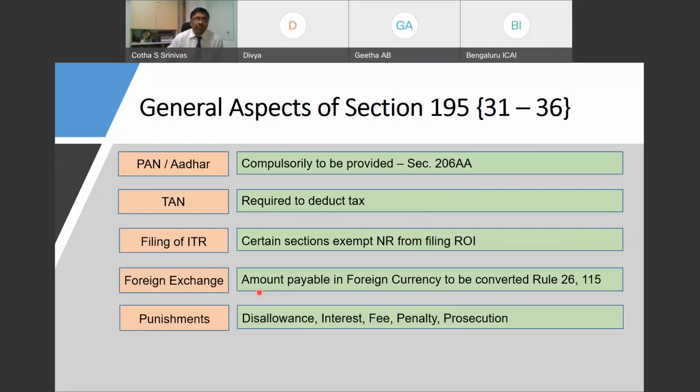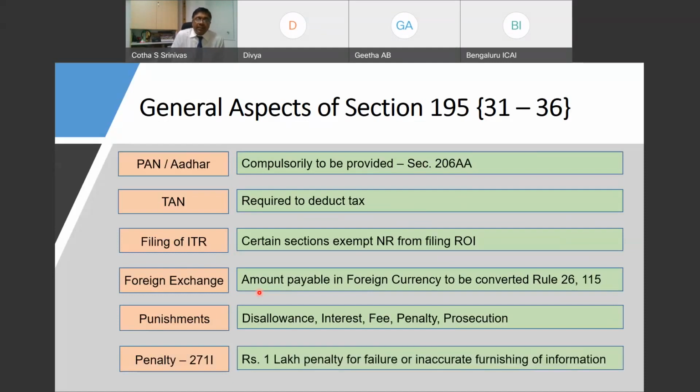Punishments, we know: disallowance, interest, fee, penalty, and prosecution. Penalty under 271I: there is one more penalty where a director who is supposed to furnish certain information has failed to furnish that information or has inaccurately furnished it. There will be a penalty of rupees 1 lakh for every failure of furnishing information or not furnishing information. For furnishing improper information or not furnishing any information, there will be a penalty under 271I of rupees 1 lakh.